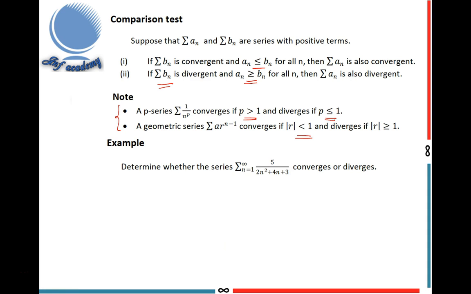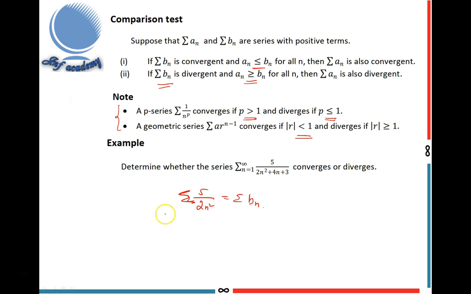Determine whether the series sigma n equal to 1 to infinity of 5 by 2n square plus 4n plus 3 converges or diverges. You have to check this by using the comparison test. For large n, the dominant term in the denominator is 2n square. So we compare the given series with the series sigma 5 by 2n square. This is the series sigma bn.